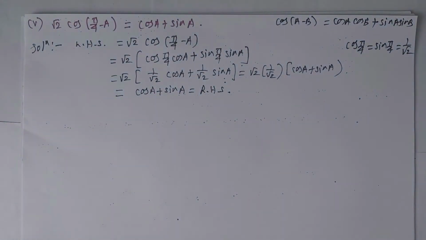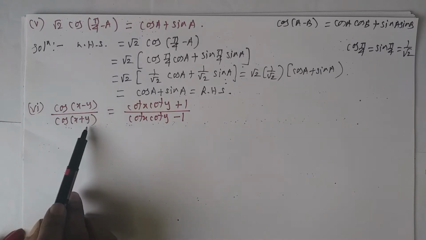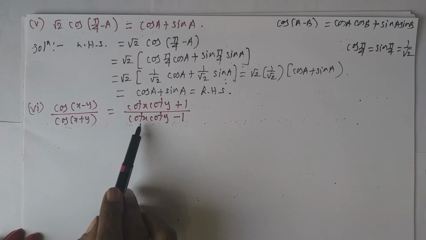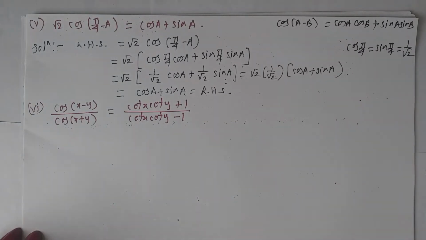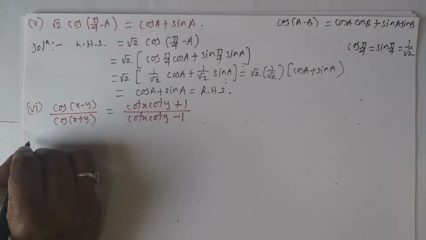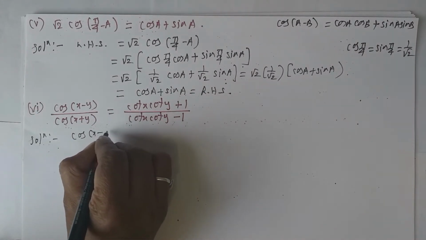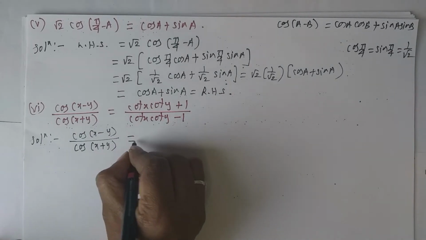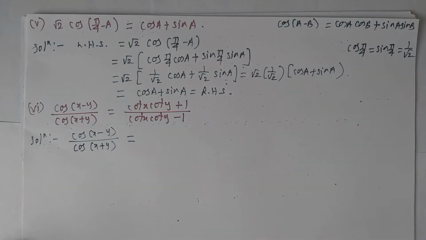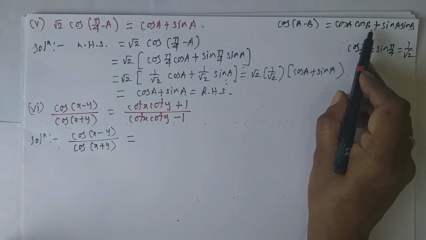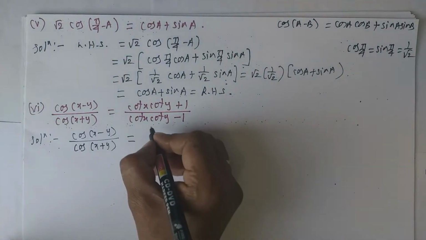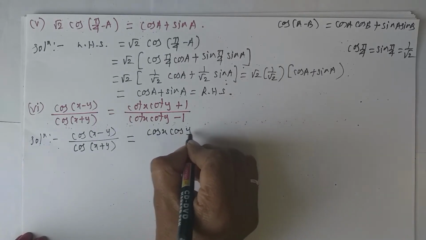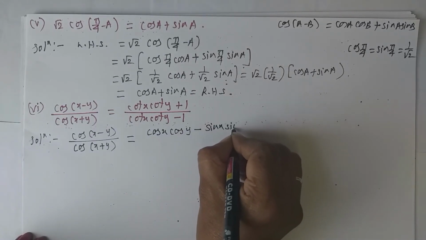Now let's see the sixth problem. Cos(x minus y) divided by cos(x plus y) is equal to (cot x into cot y plus 1) divided by (cot x into cot y minus 1). Okay. Here take the left hand side. Write down cos(x minus y) divided by cos(x plus y). Then you use the formula of cos(a minus b), which means cos a cos b plus sin a sin b. Here a is x, b is y. Therefore this will be cos x cos y plus sin x sin y.